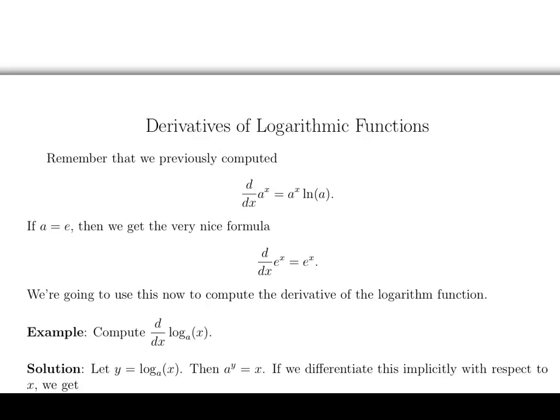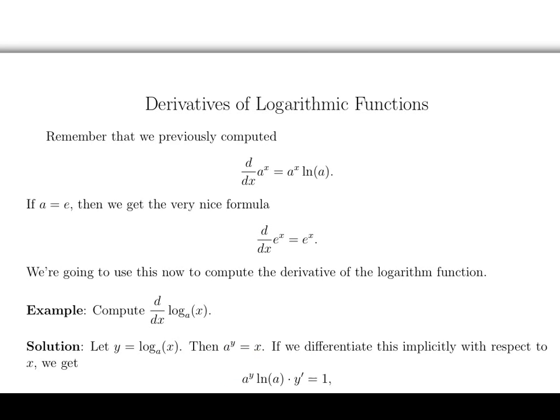If we follow the same method, we let y be equal to log base a of x, and that means a to the y is equal to x. Here we're using a cancellation formula involving exponentials and logarithms. Now we differentiate this equation implicitly with respect to x, and let's see what we get.